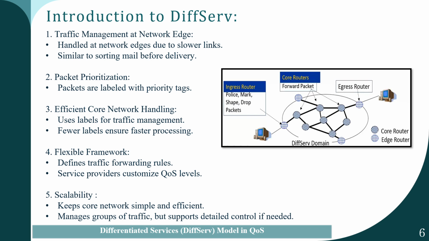Fourth, flexible frameworks. Define traffic forwarding rules. Service providers customize quality of service levels. The fifth one is scalability. Keep the core network simple and efficient, and manage groups of traffic but support detailed control if needed. As you can see in the image, there are two types of routers: core routers and edge routers. The PC will send the message to the edge router, and it will pass through the core routers and then the edge router, and it will be received by the receiver.